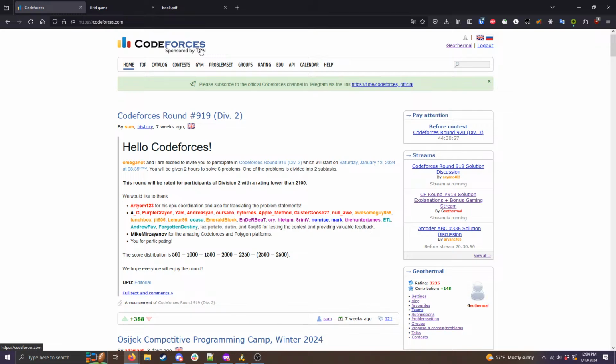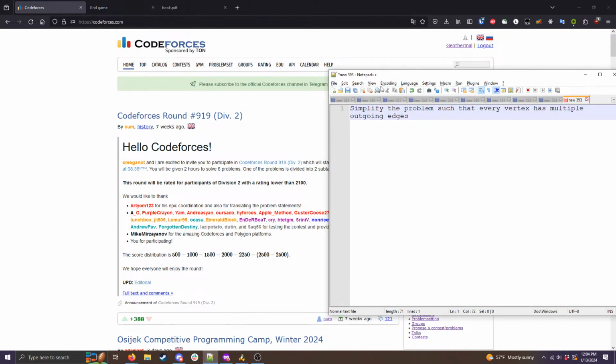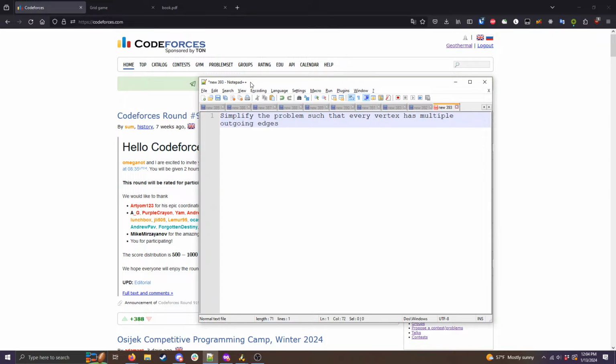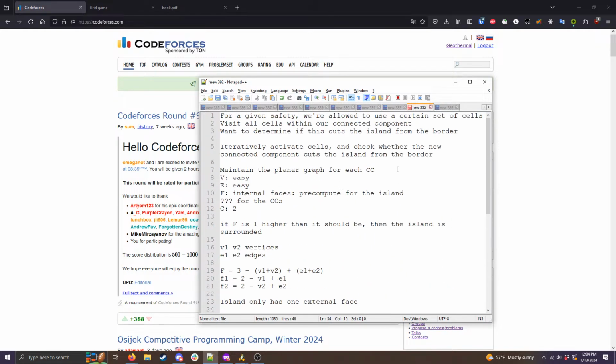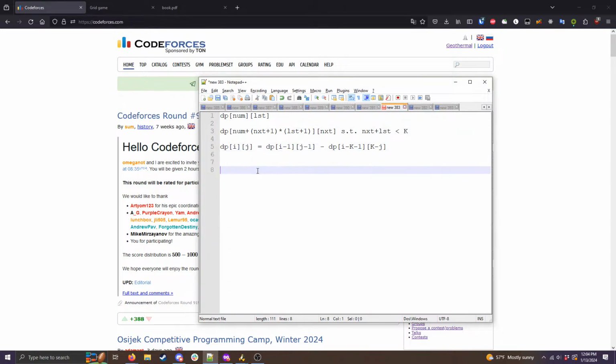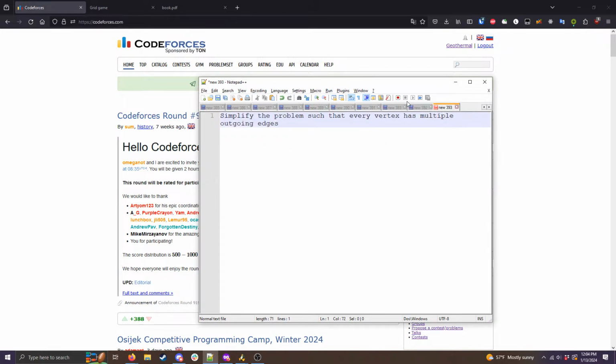Divyansh asks, do I use Notepad++ for anything other than explaining problems on stream? I'll sometimes use it for typing notes during contests. I have scratch paper next to me that I'll use for handwritten notes, but sometimes I like to be able to type out more or longer thoughts, and so this is some of the stuff I was thinking about for F, for example, or here, some notes I took for E. Or just during my daily life, whenever I need to note something down quickly, I'll sometimes type it in Notepad++.